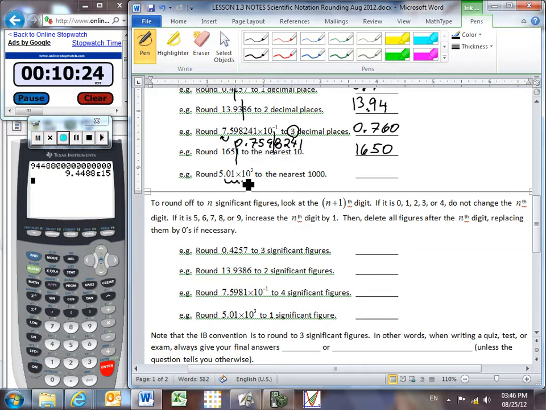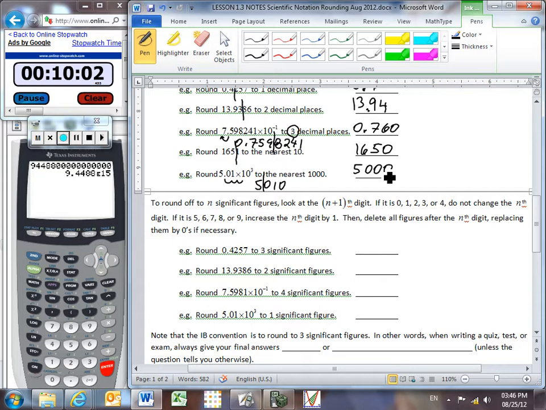1, 2, 3. And that's going to give us the number 5,010. Now, if I want to round to the nearest 1,000, that means I'm cutting it off after the thousands digit, and the number to the right is smaller than a 5, which means I'll round down, so all of these become zeros afterwards. And that is the nearest 1,000.